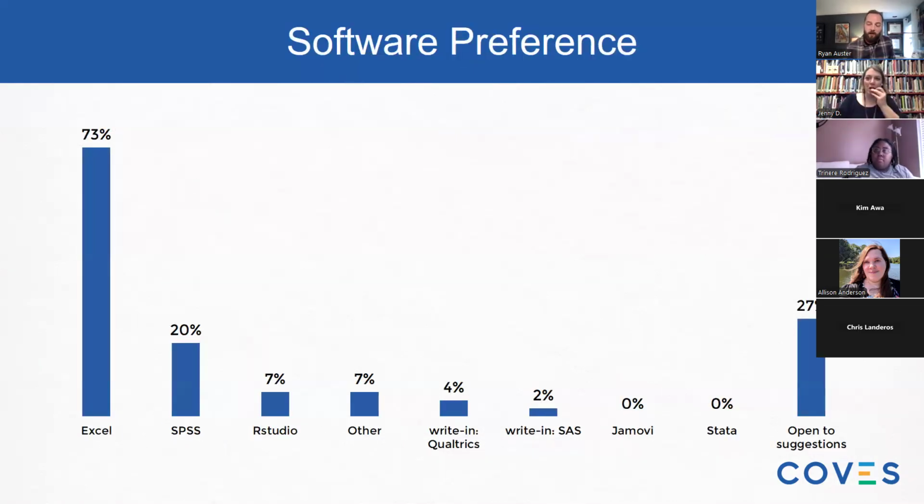One of the other questions we asked, beyond a lot of the open-ended feedback we collected in that survey, was your software preference. Most of you are Excel users, a few of you are SPSS users, a few less are RStudio. We had some write-in responses for Qualtrics, for SAS. No one seemed to be a Jamovi user. We're going to touch on that later. And many of you were open to suggestions.